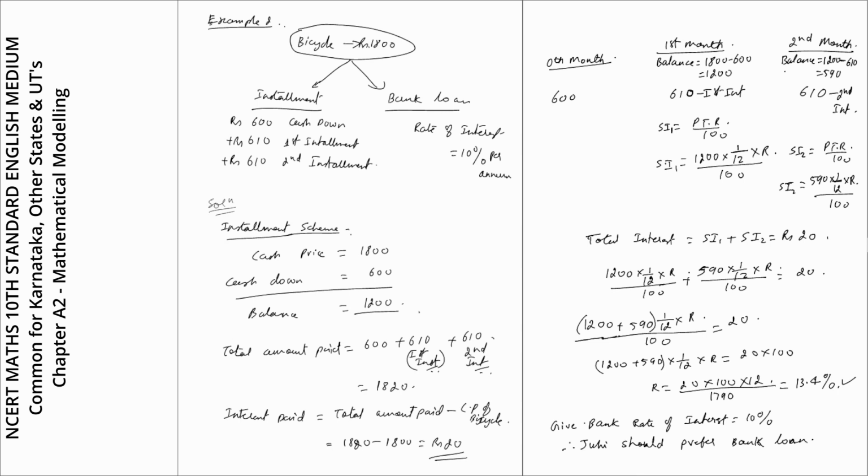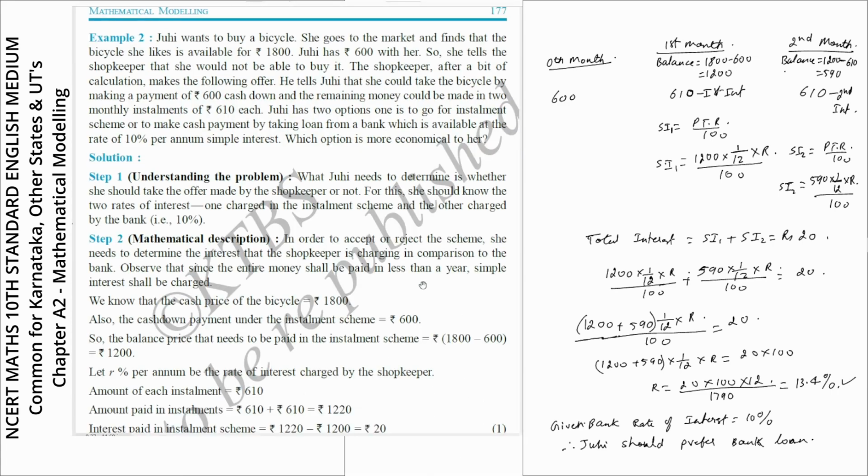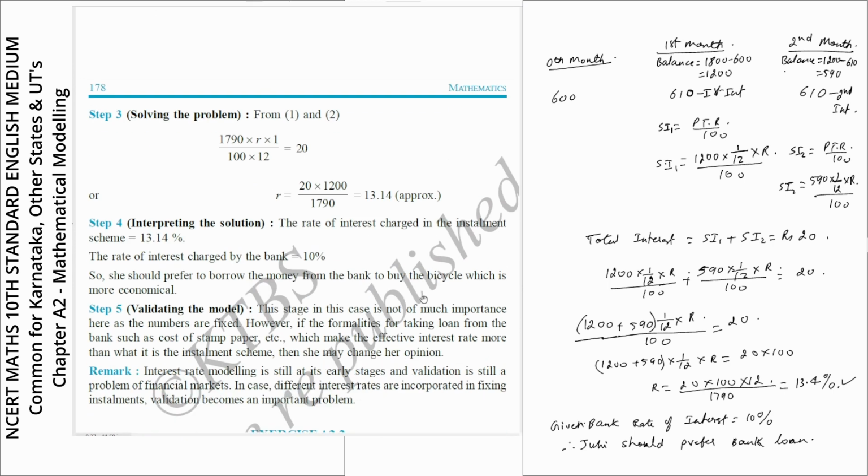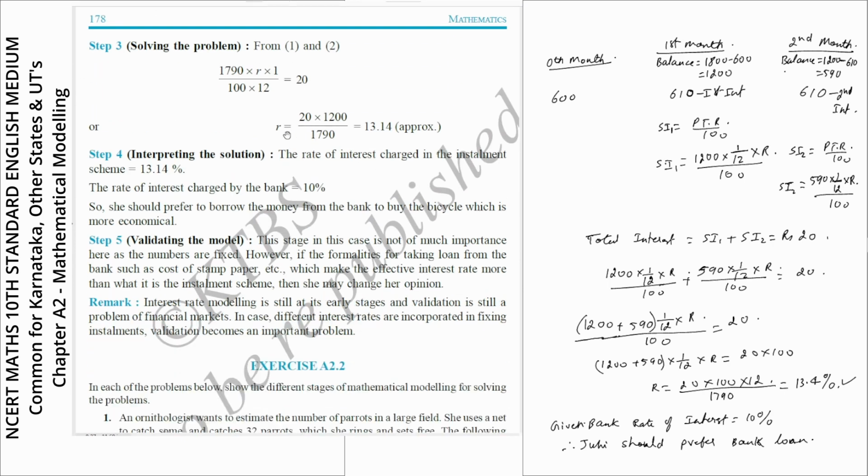Since the rate of interest of bank loan is 10%, which is less than the installment scheme, she will be paying less if she goes for bank loan. Let us see what is there in the textbook. In the textbook you can see they have calculated rate of interest to be 13.14. With these values actually we get rate of interest to be 13.4, okay, and the bank rate of interest is 10%. Therefore going for bank loan would be a better option for Juhi. You can read here, she should prefer to borrow the money from bank to buy the bicycle, which is more economical. Now validating the model.